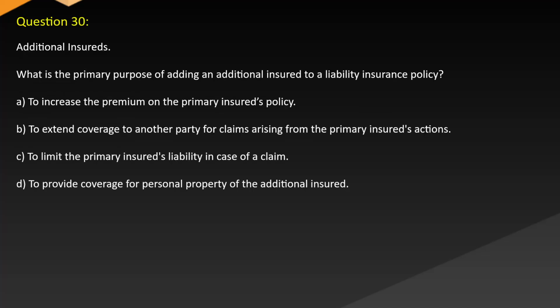Question 30. Additional insureds. What is the primary purpose of adding an additional insured to a liability insurance policy? A. To increase the premium on the primary insured's policy. B. To extend coverage to another party for claims arising from the primary insured's actions. C. To limit the primary insured's liability in case of a claim. D. To provide coverage for personal property of the additional insured.